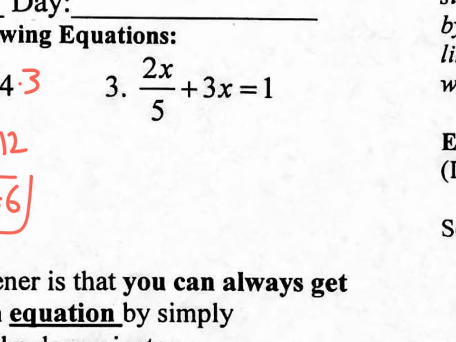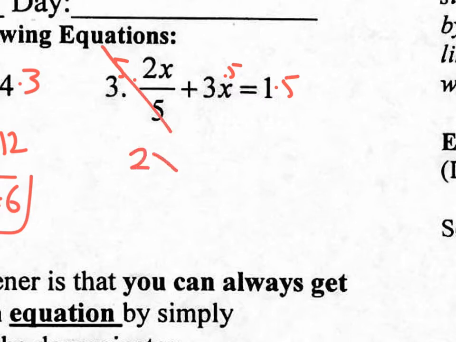Number 3, you have that fraction. How do you get rid of that fraction? You multiply everything by the denominator 5. So you're going to multiply by 5, multiply by 5, multiply by 5. I'm talking about everything is multiplied by 5. That way the 5's cancel.